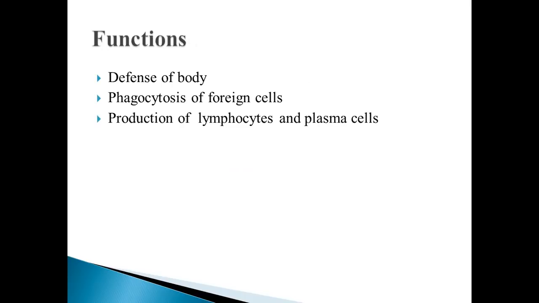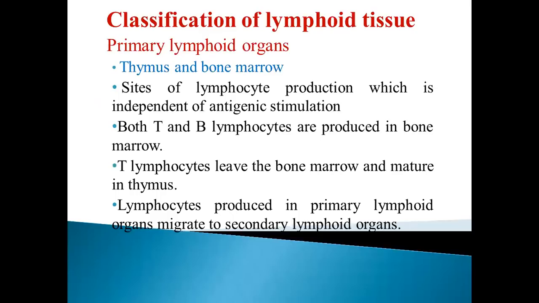What is the function of this lymphatic tissue? It is a defensive system of our body. It engulfs foreign bacteria and cells, and produces lymphocytes, T and B lymphocytes, and plasma cells. There are different types of lymphoid tissue in our body. Some are primary, which are there from birth, and some are secondary, which develop later on.